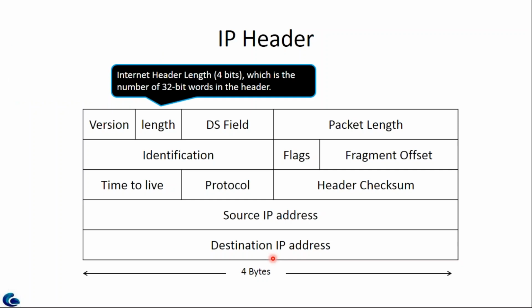Next you have length. Length is nothing but the length of this header, which is expressed in words. You know what a word is? A word is 32 bits. So bit is 1, you have a nibble which is 4, and a byte which is 8 bits. So you have 32-bit words. It's the number of 32-bit words in the header, and its length is 4 bits.